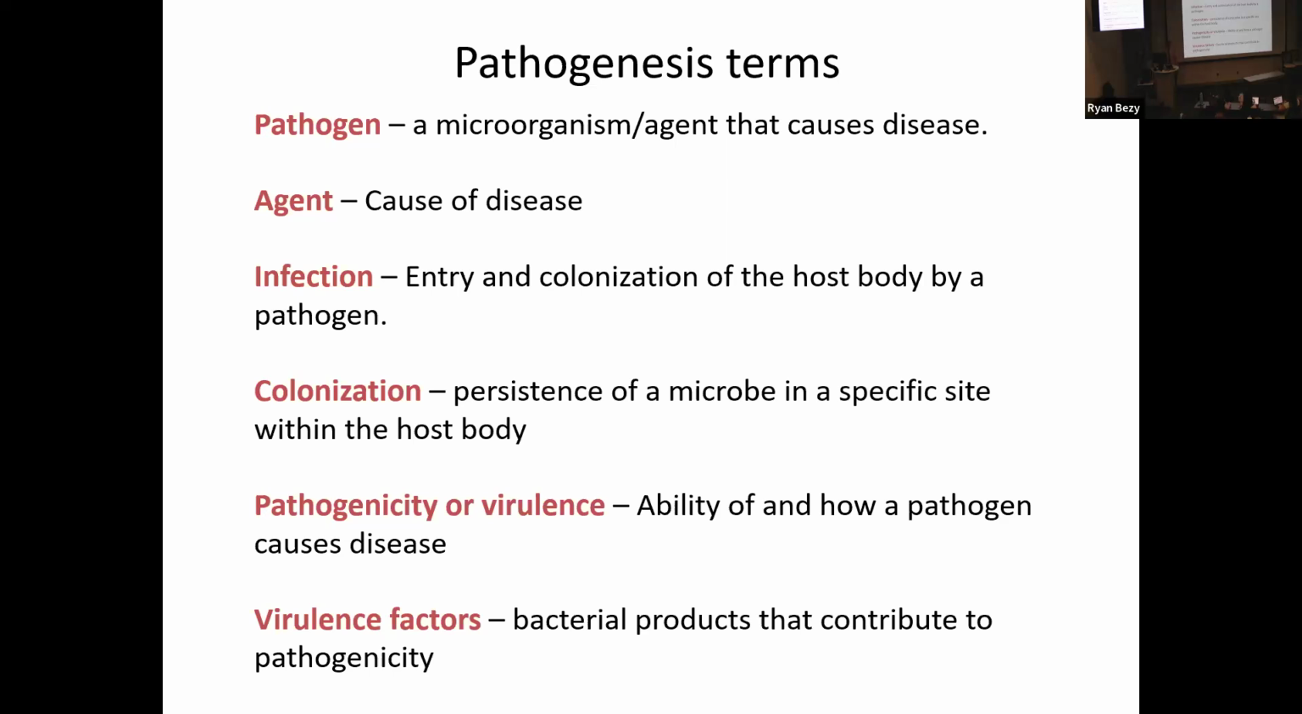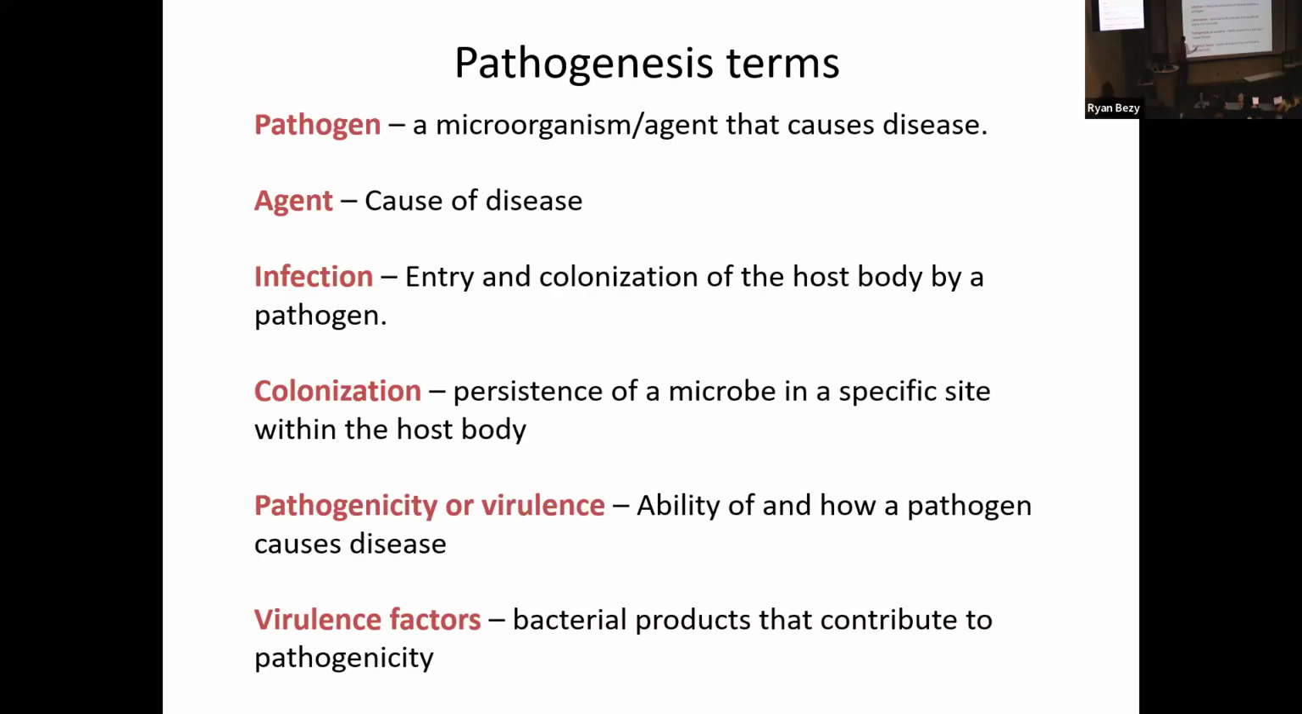Pathogenicity or virulence, I can use those two terms somewhat interchangeably. This is the ability of a pathogen to cause disease, and sometimes there's also a description of how it causes disease or how well it causes disease. The more pathogenic it is, typically the more strongly it causes disease. Some pathogens are only slightly pathogenic, some are very pathogenic. They might spread easily in a population or cause strong disease.